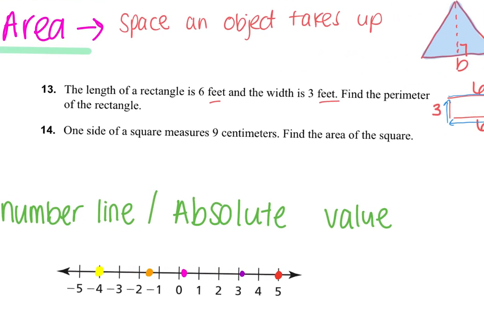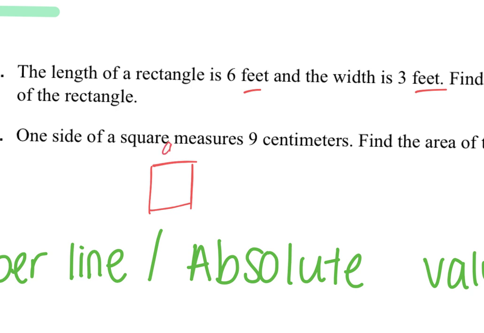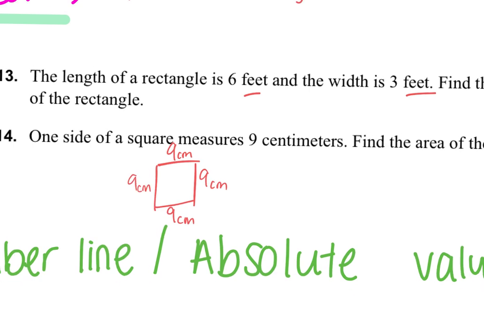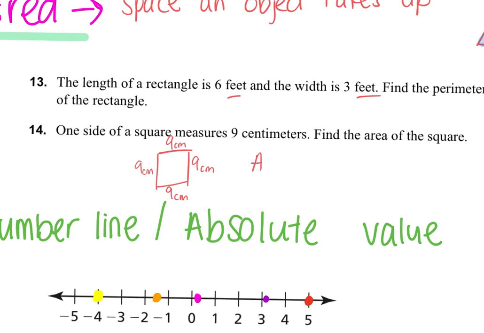All right, one side of a square measures 9 centimeters. Find the area of the square. So remember, a square is a figure where all of the sides are the same length. So we have 9 centimeters, 9 centimeters, 9 centimeters, 9 centimeters. Now for this type of problem, it would tell you that area of a square is the length times the length, because all the sides are going to be the same. So we have to take the length of one of the sides, which is, they're all 9. So we do area equals 9 times 9, which gives me 81.